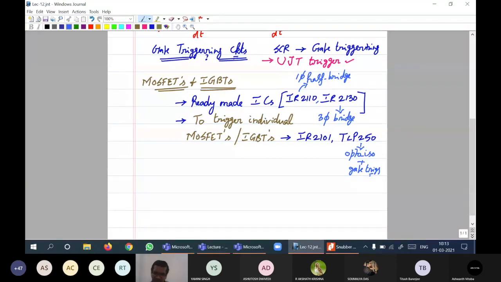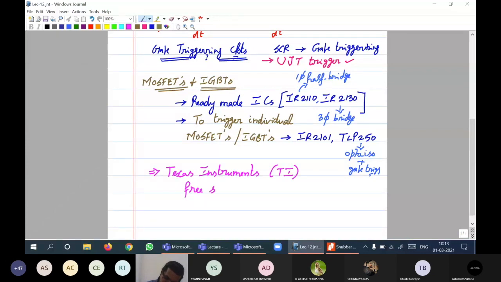There are many other configurations. Of course, all these ICs are from International Rectifier. That is why you get IR. There are ICs from Fairchild Semiconductors, from Texas Instruments. They actually give free samples. You can log into the Texas Instruments website and check for MOSFET or IGBT drivers. So we can log into the TI website so that you get free samples.